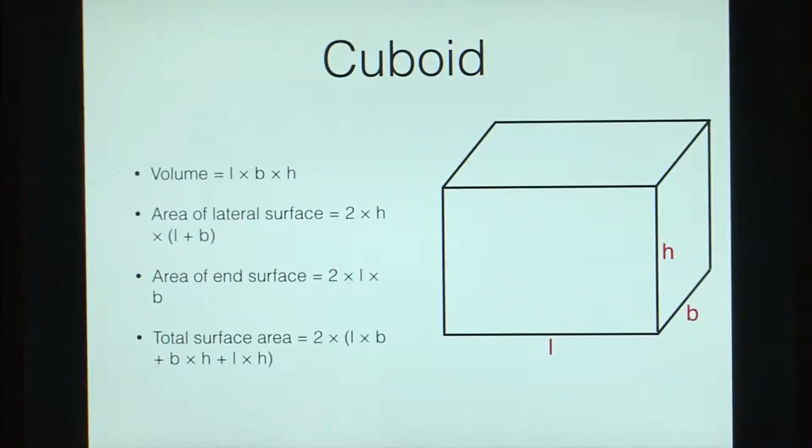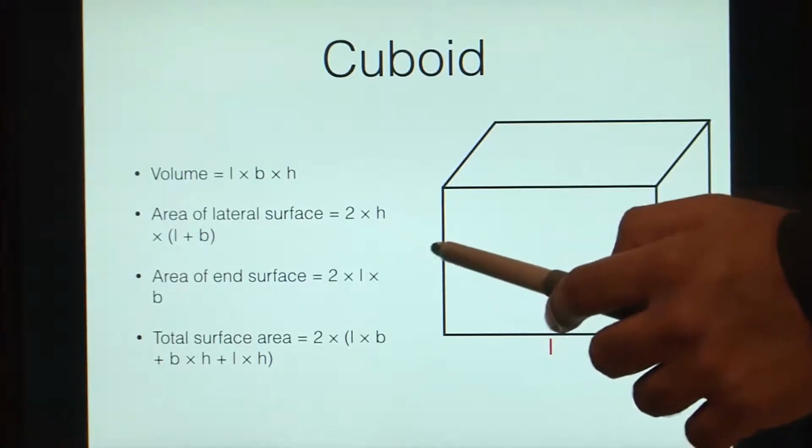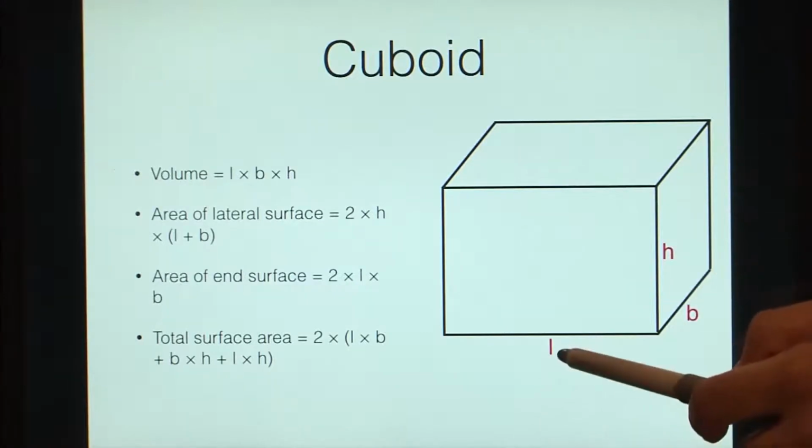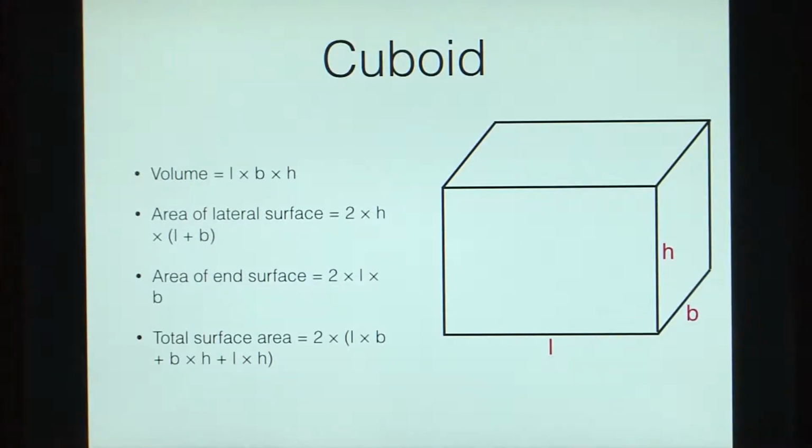Now, in the case of a cuboid, we take the volume as length times breadth times height, LBH. The area of the lateral surfaces is the area of these rectangles that are making the lateral surfaces. So, 1, 2, 3 on the back and 4 on this side. Area of the end surface is this area plus the area of the bottom surface. The total surface area is the sum of all these areas.